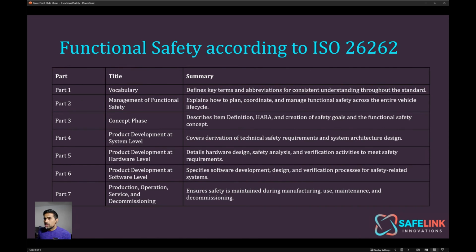The latest edition, which is the 2018 edition, consists of 12 chapters. Each chapter covers certain areas. Part 1 or chapter 1 covers vocabulary, which defines several terms that are constantly and repeatedly used in ISO 26262. Part 2 is also called management of functional safety. It covers a lot of organizational and management related aspects.